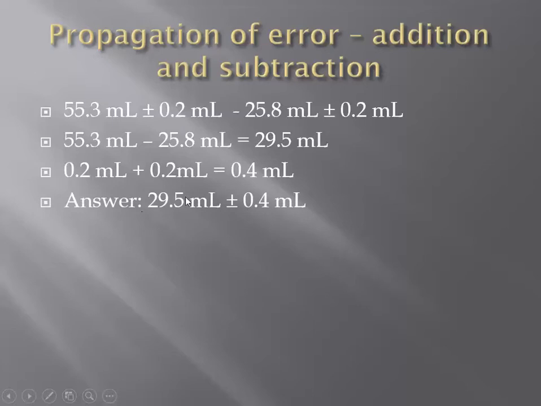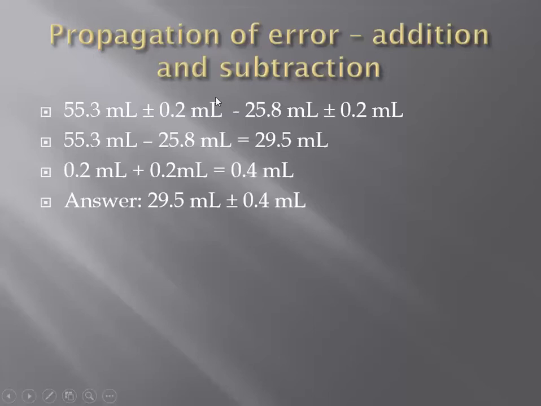So the way I would report my answer is 29.5 milliliters plus or minus 0.4 milliliters. And again, that's a greater relative uncertainty and absolute uncertainty than anything I actually measured. So my uncertainty goes up as I do calculations. Some people wonder why you should add these when I'm subtracting.